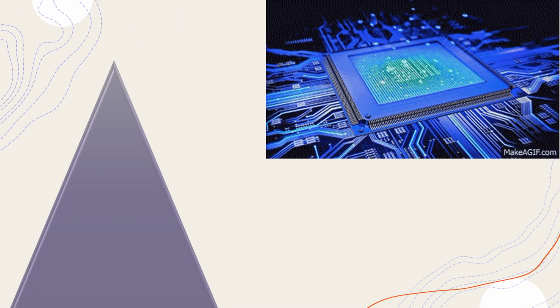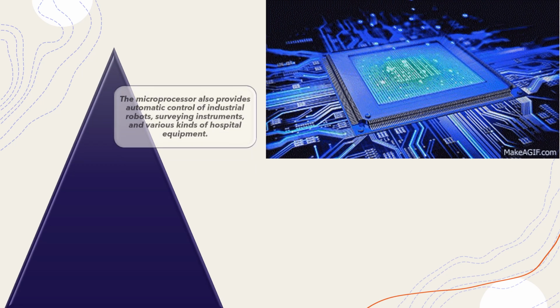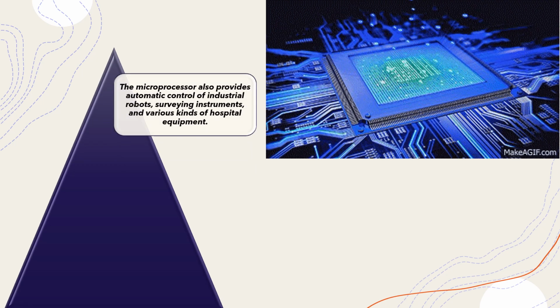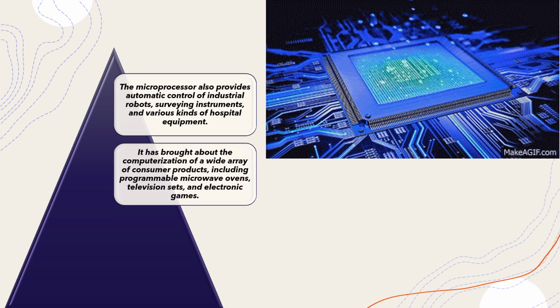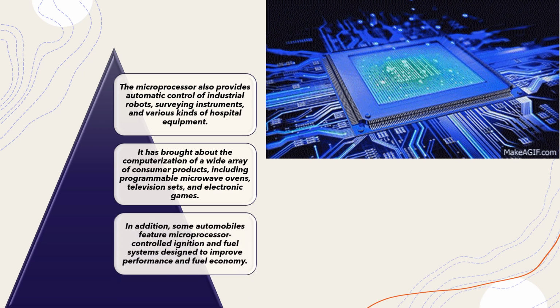The microprocessor also provides automatic control of industrial robots, surveying instruments, and various kinds of hospital equipment. It has brought about the computerization of a wide array of consumer products, including programmable microwave ovens, television sets, and electronic games. In addition, some automobiles feature microprocessor-controlled ignition and fuel systems designed to improve performance and fuel economy.